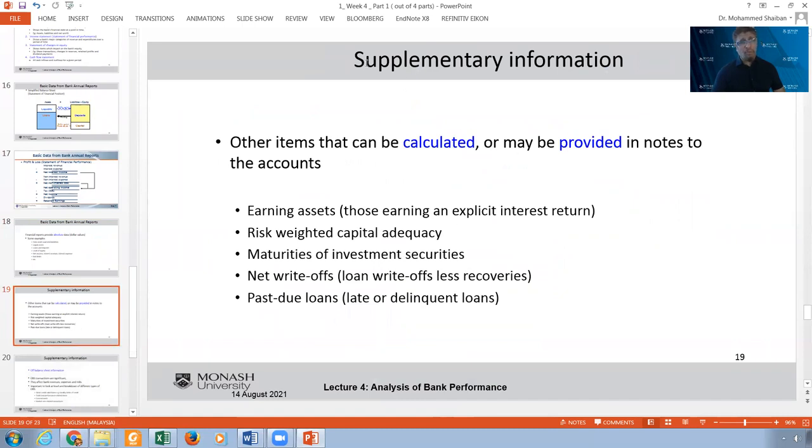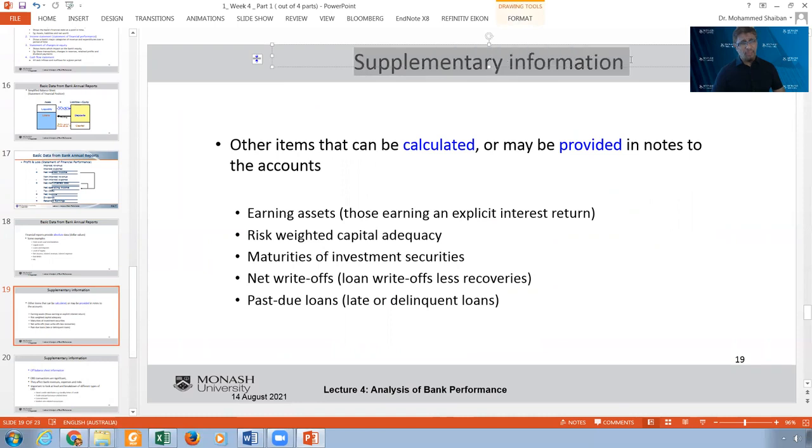Now I want to talk about the supplementary information. Supplementary information is very important because you can find issues relating to the earning assets. For example, in the balance sheet, they will show you only assets. But you want to go deep about the earning assets and see those earning explicit interest, which ones, other than our fixed assets and other assets.